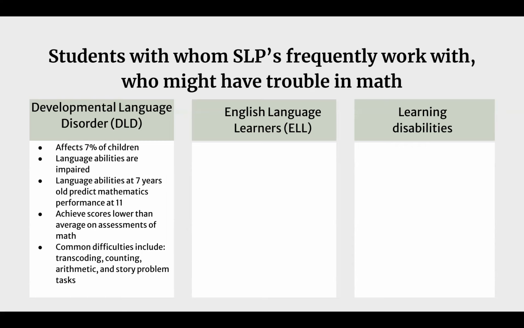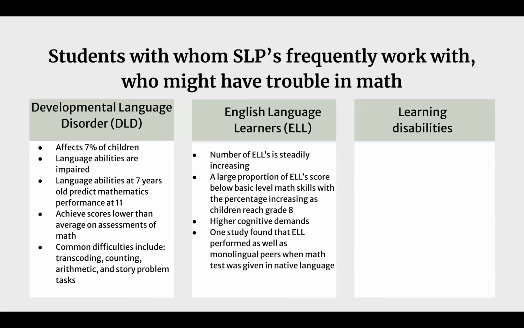In one study by Cross et al., it was found that children with DLD consistently perform lower on number transcoding, counting, arithmetic, and story problem tasks. These tasks have high verbal demands, so finding strategies to decrease these demands while improving retention of math vocabulary would be beneficial for this population.